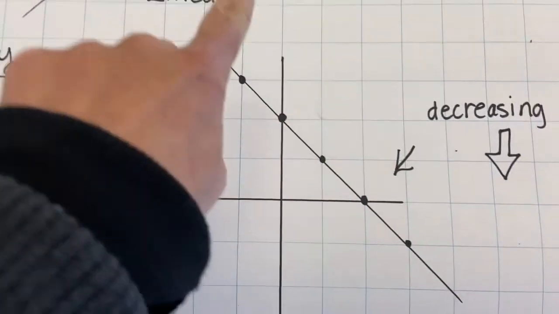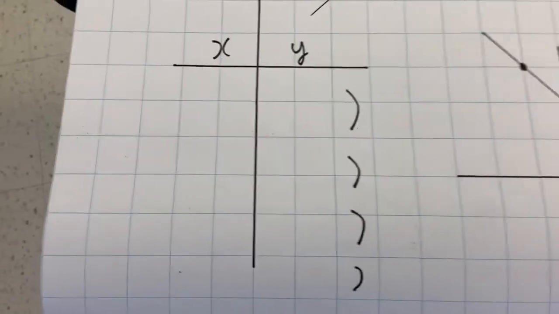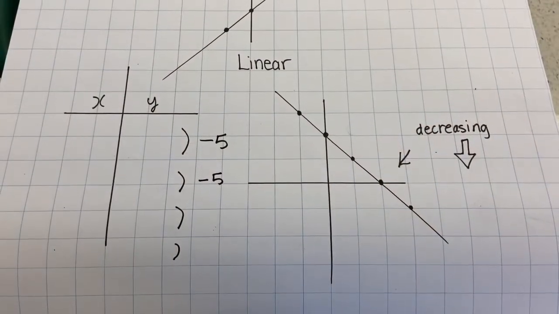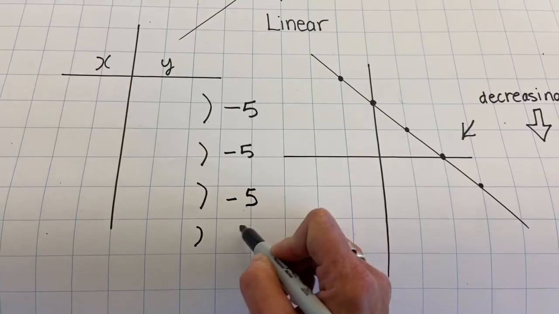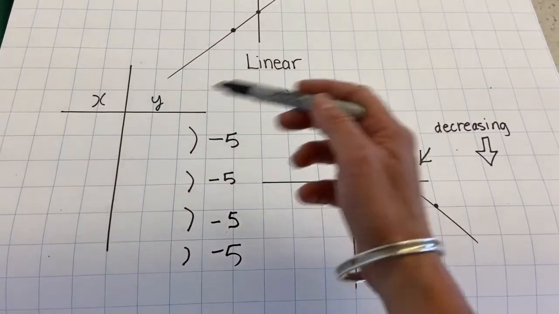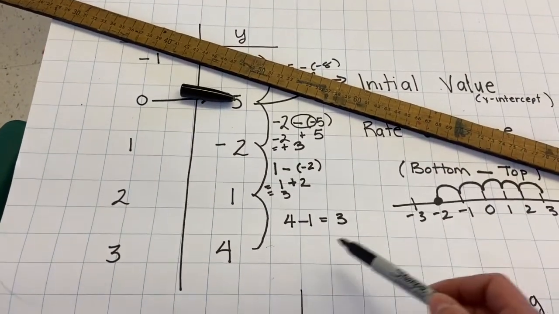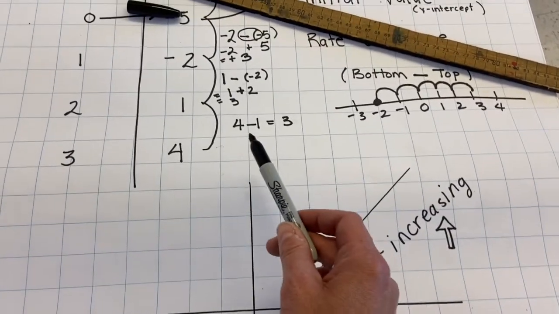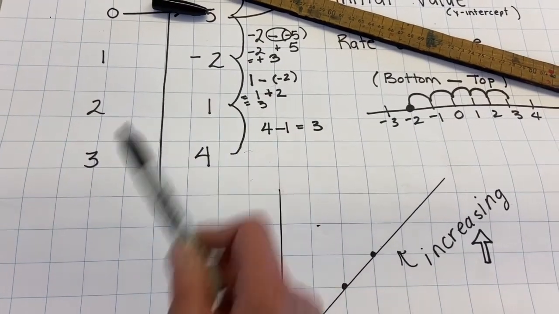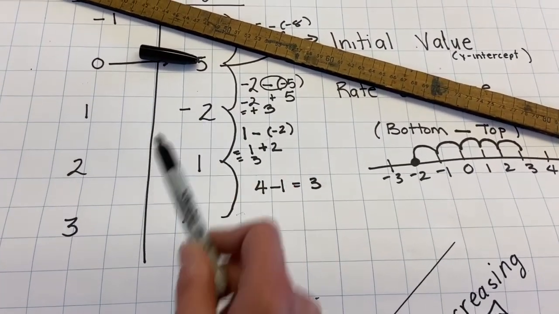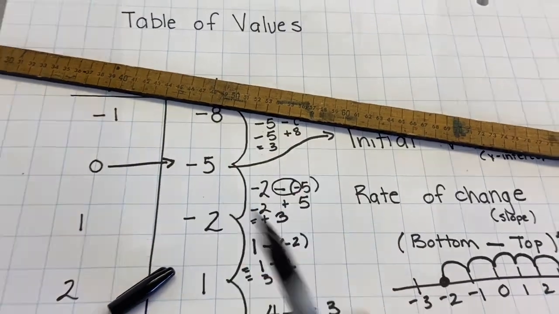If we had a graph that was decreasing, going down, that would mean our table of values would have to be going down, and the rate of change would have to be negative. So anytime you see that your rate of change is a negative number, it's decreasing. Anytime your rate of change is a positive number, it's increasing. And in order to find the rate of change, we always need to do the bottom number minus the top number.